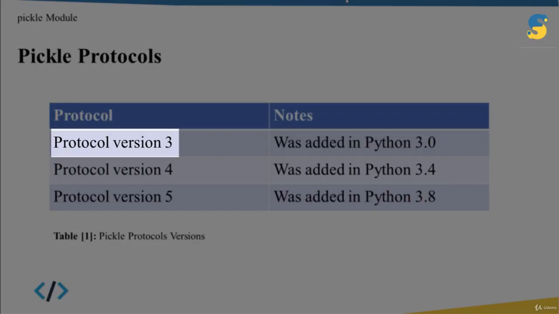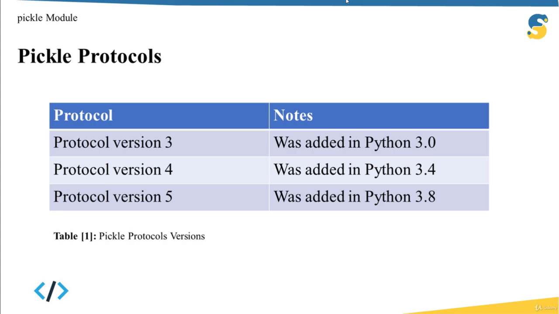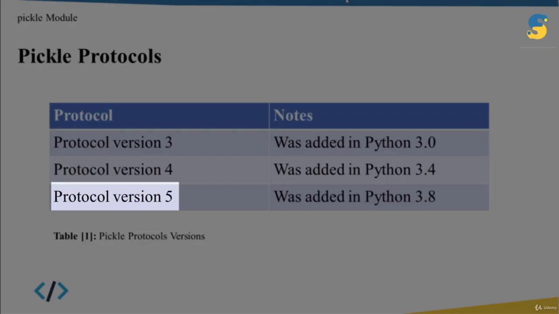Currently, we have the following versions of the Pickle protocol. We have version 3, which was added in Python 3.0. We have version 4, which was added with Python 3.4. And the latest version, Pickle protocol version 5, which was added in Python 3.8.